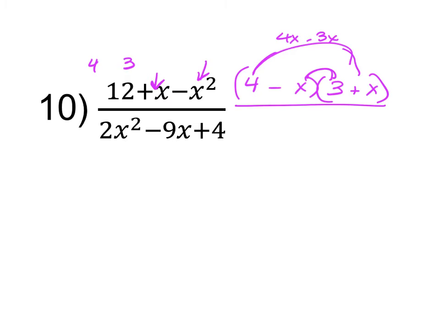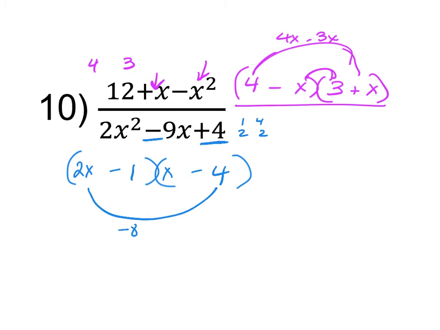Now the denominator, okay, is 2x squared minus 9x plus 4. There's a number on the front, but that 2 is prime. So I might try my trial and error or do the first and last, whatever you're comfortable with. But if I did trial and error, it would be 2x and x. And then factors of positive 4. I need the middle to be negative, which means they're both going to be negative. I can try 1 and 4 and 2 and 2. So let's try the 1 and the 4.